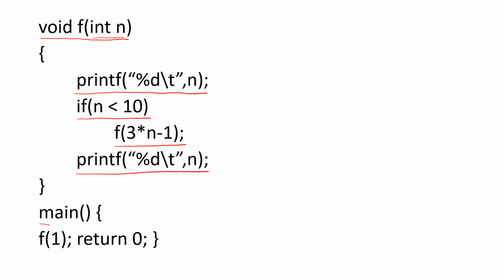Now here we have main, which gives a call to this function f, and the argument passed to it is 1. Now let's see how this code executes and how recursion and stack are used. So imagine we have a runtime stack.